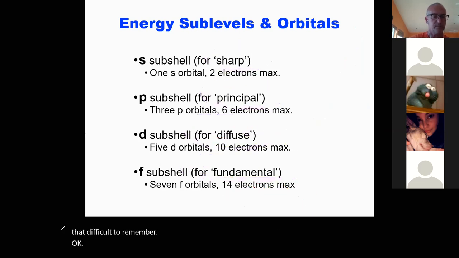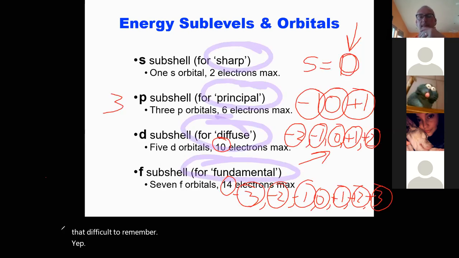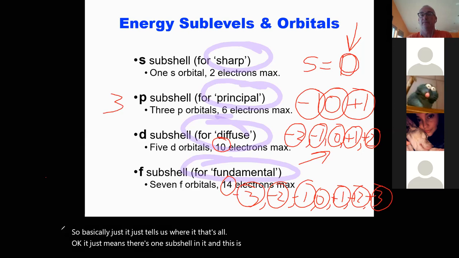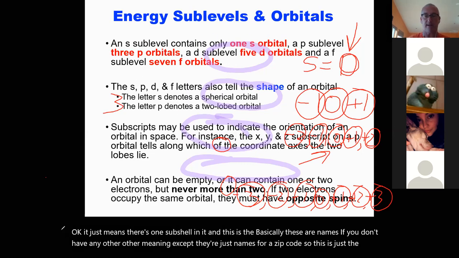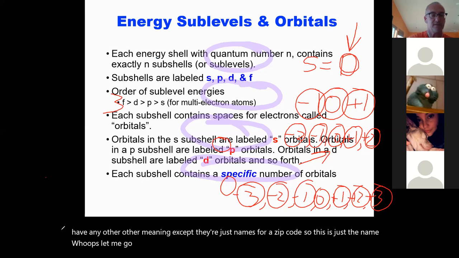So, Professor, for it, does that mean it has zero energy? No, that's just an address. Okay. It's just an address. That's all it is. It just tells us where it is. It just means there's one subshell in it, and this is the name. Basically, these are names. They don't have any other meaning except they're just names. They're like a zip code. That is just the name of a place where electrons can go. That's it.